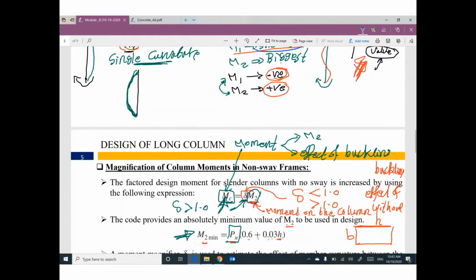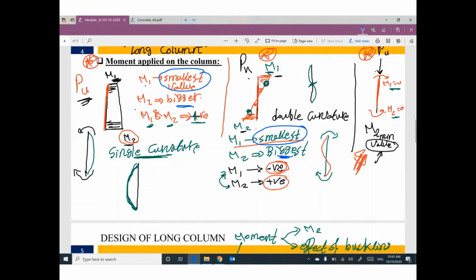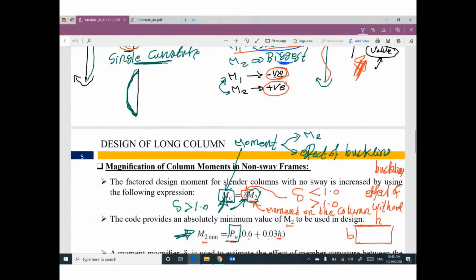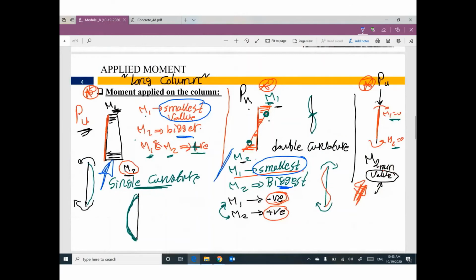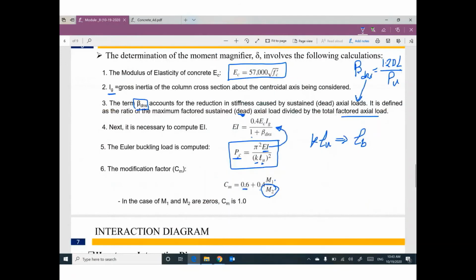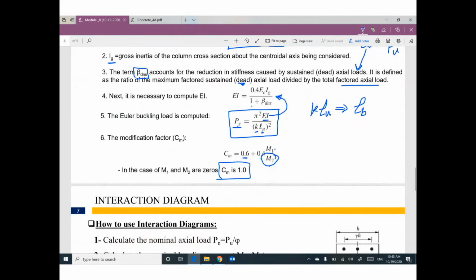What is the sign, positive or negative, for M1 and M2 based on whether you are in this condition or in this condition? If you are in this condition, both of them are positive. If you are in this condition, M1 will be negative, M2 will be positive. One of you will ask me, if we don't have moment in this condition, M1 and M2 are 0, in this case Cm equals 1. In case M1 and M2 are 0, which is the third case, take Cm equal to 1. We don't need to use this equation.